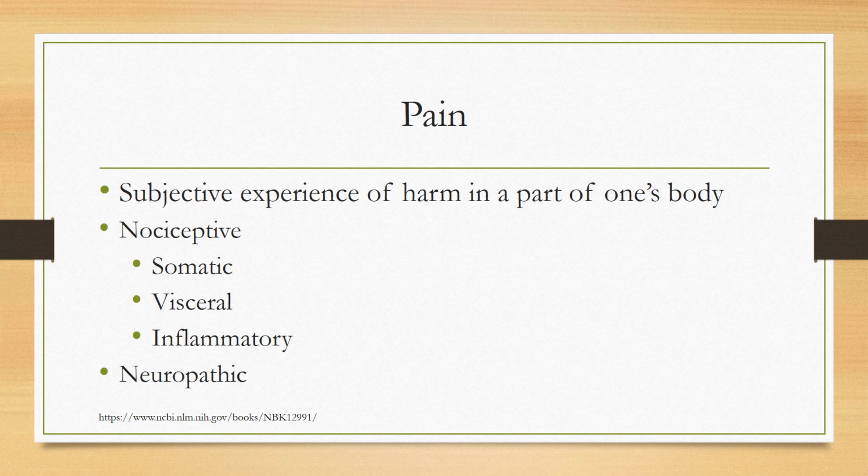And next we have our types of pain. So there's two overarching categories. There's nociceptive pain, and then there's neuropathic pain. So nociceptive pain is broken down further into somatic, visceral, and inflammatory pain. Somatic pain is well localized, it's intermittent or constant, usually kind of an aching, gnawing, throbbing, or cramping pain. So think, you stub your toe.